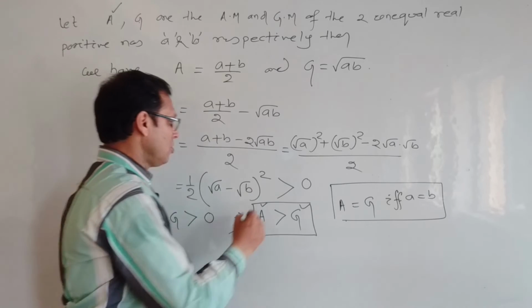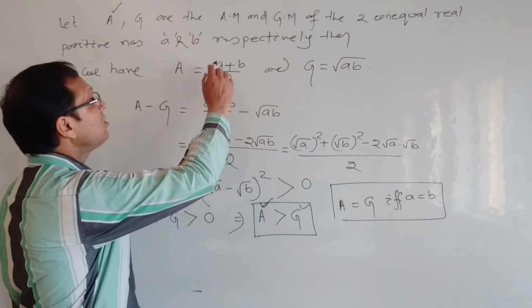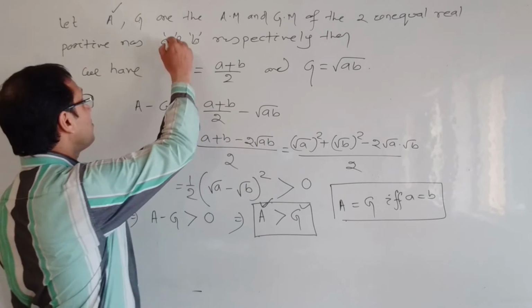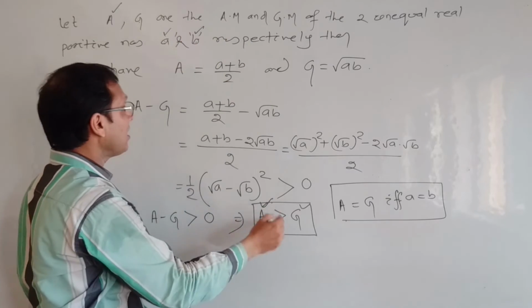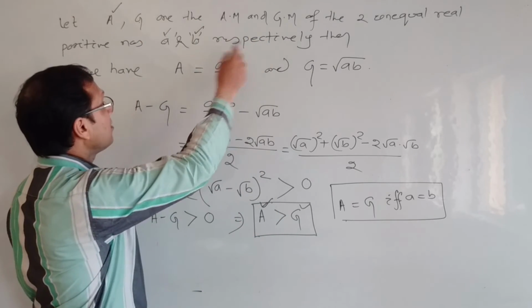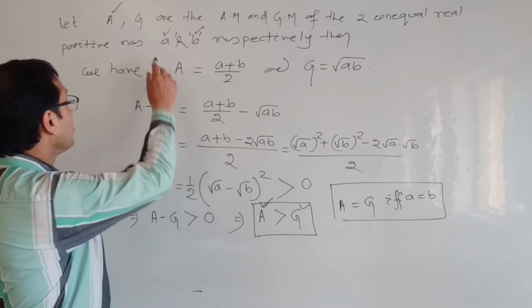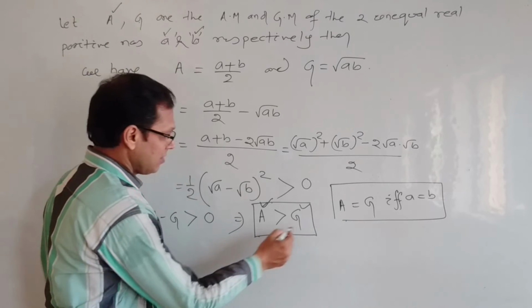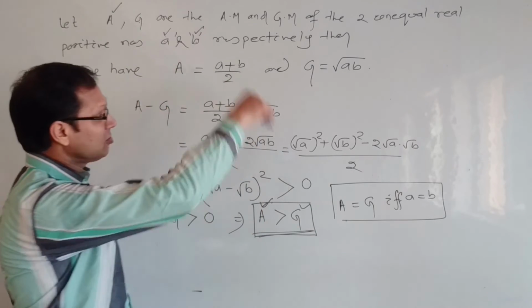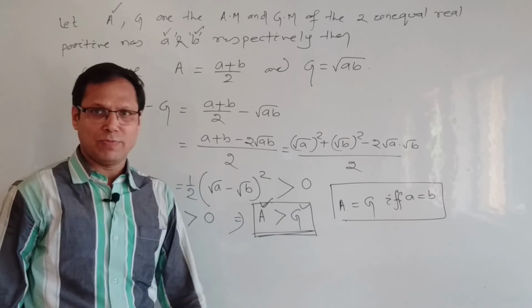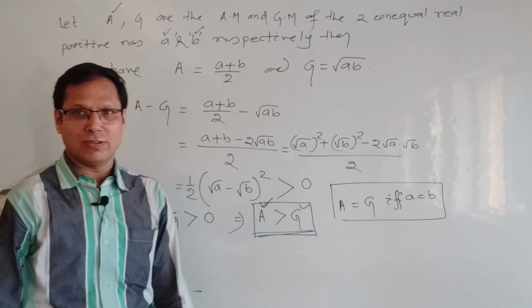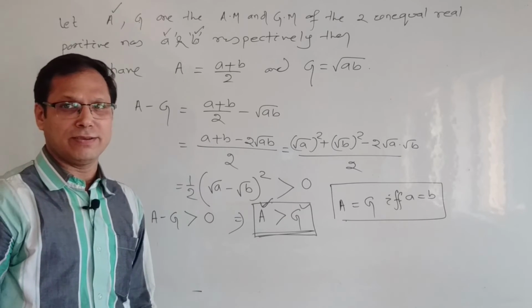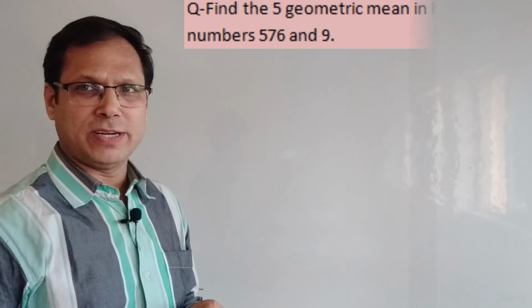So the arithmetic mean of any two unequal real positive numbers a and b should be greater than the geometric mean of the two unequal real positive numbers a and b. So A greater than G. So make it a note. Now we'll take some problems related to geometric mean and arithmetic mean. Now we'll take the first question related with geometric mean.